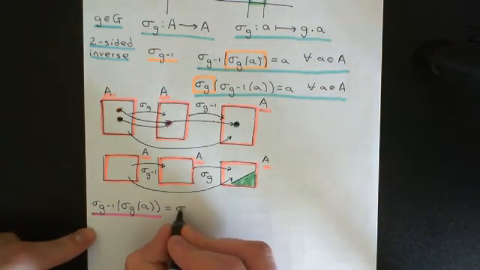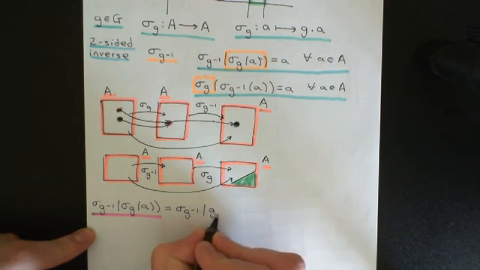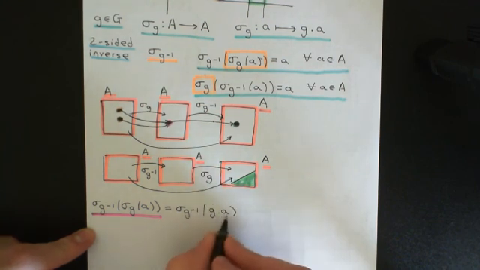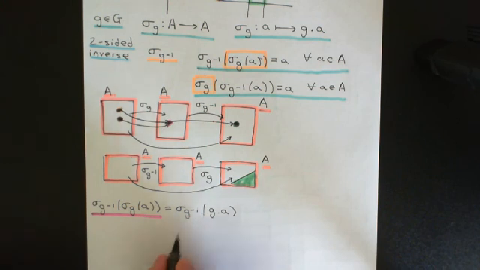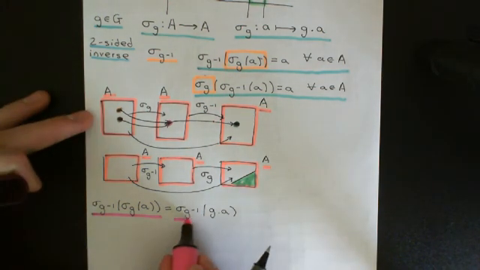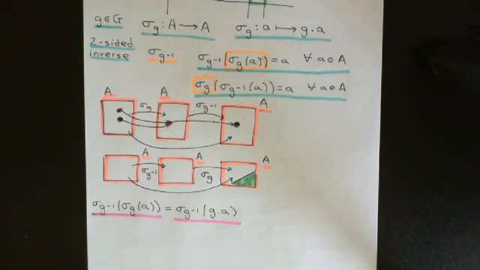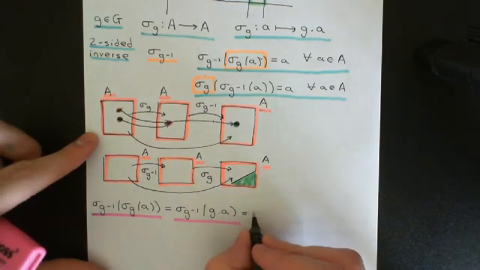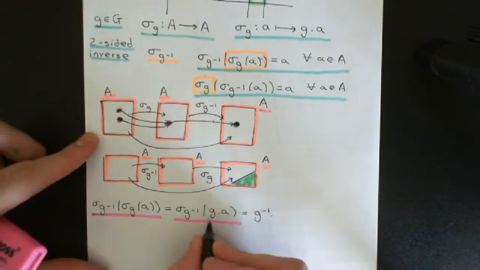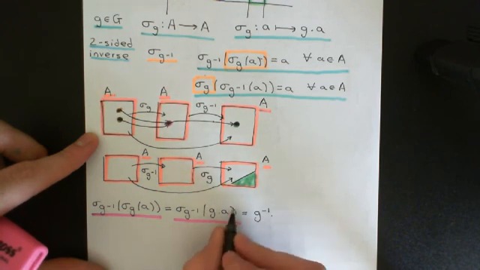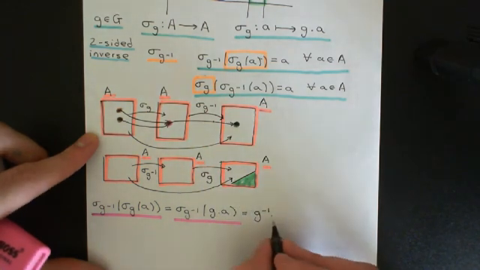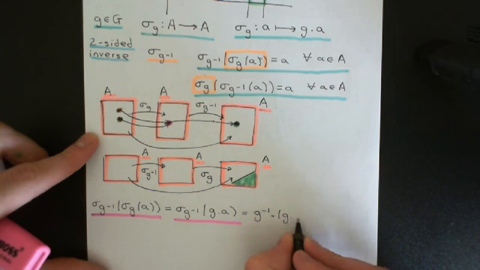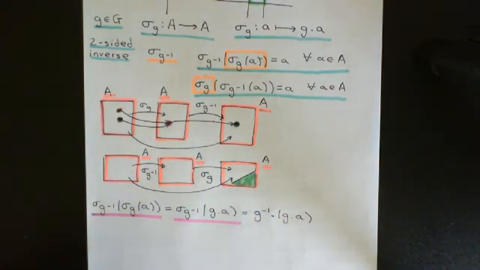So we can turn this into sigma g inverse of g dot a. And that makes sense because g dot a, of course, is another element of the set A, and of course we can then have this function sigma g inverse acting on that. Okay, so now what we'll do is we'll just use the definition for this mapping sigma g inverse, and again we go back up here. So the mapping associated with g inverse just means take g inverse and dot it with whatever you're acting the function on. Okay, so we're going to take g inverse and we're going to then act it on this answer g dot a. Okay, so that's what this means.